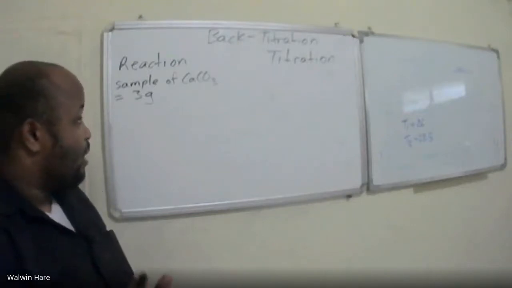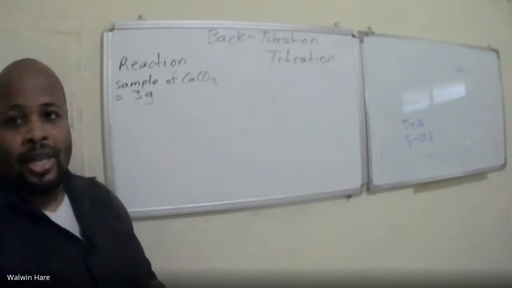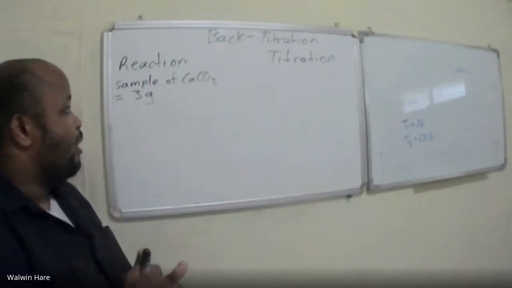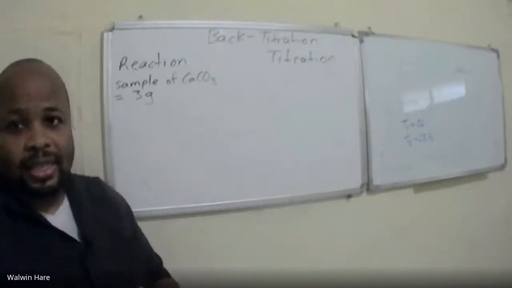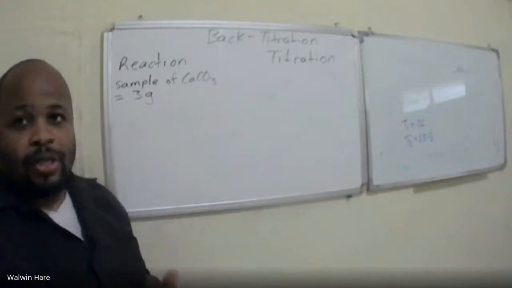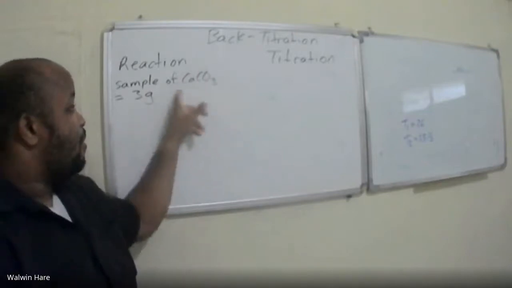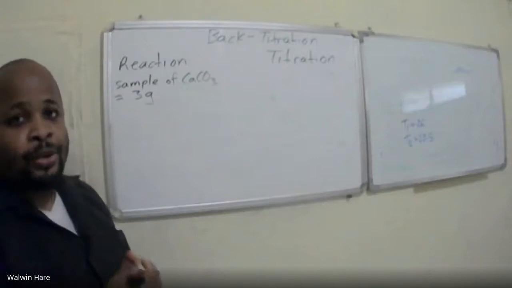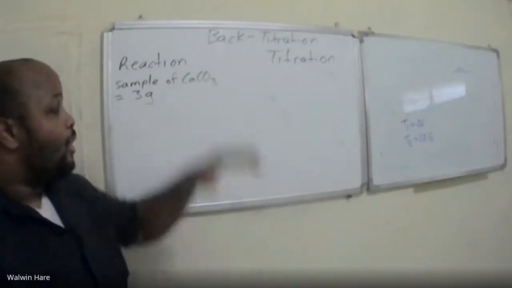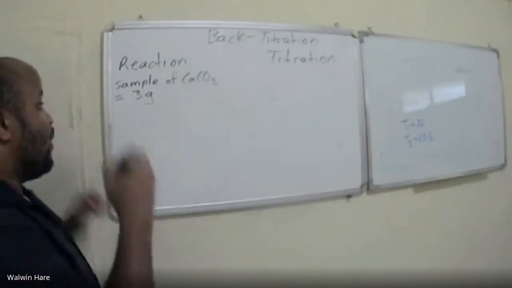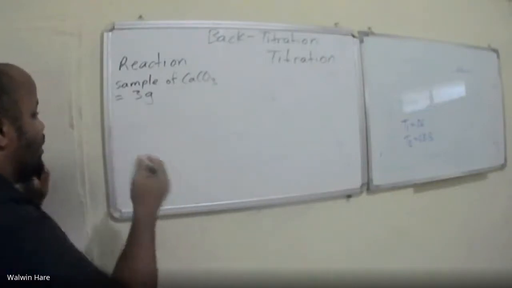That is why in bulk titration questions, you are always reacting your substance of interest, the analyte, with an excess of a reagent. The purpose of that is to ensure that all of what you're interested in is reacted. So in this case, we're going to react calcium carbonate with excess hydrochloric acid.